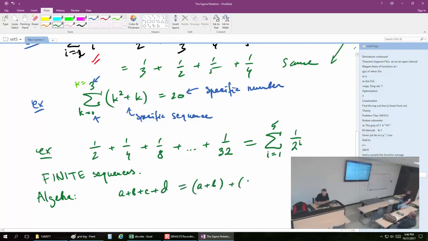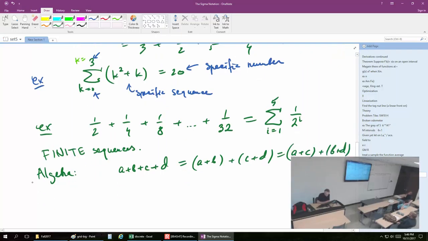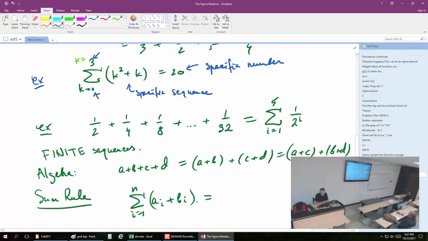So for example, algebra, as long as addition is involved. There are a couple of things. One is splitting. Let me say, A plus B plus C plus D is equal to A plus B plus C plus D, right? It is also equal to A plus C and B plus D, so any way I can rearrange these terms is fine.